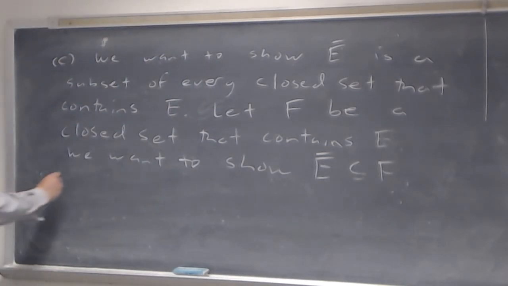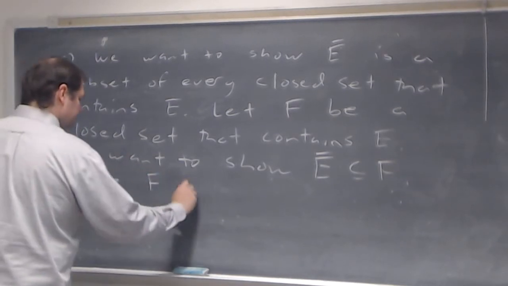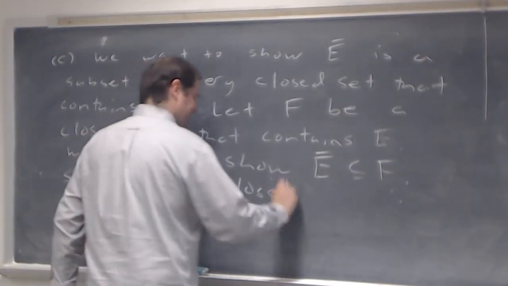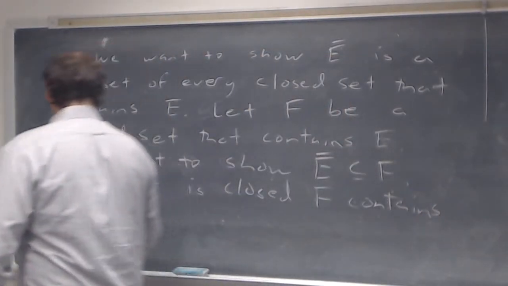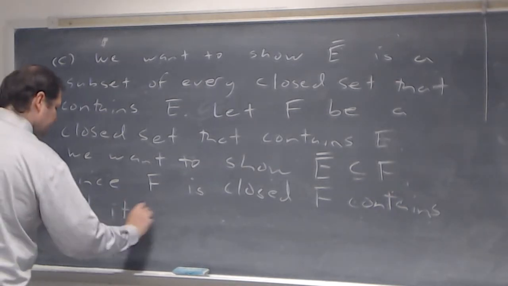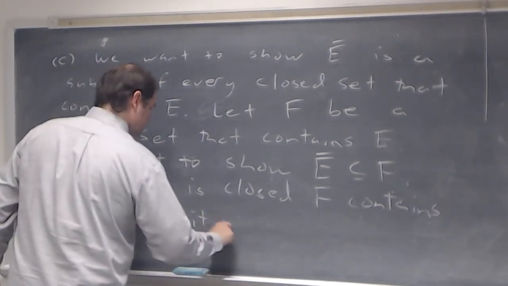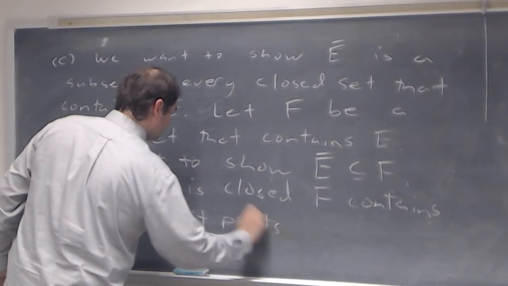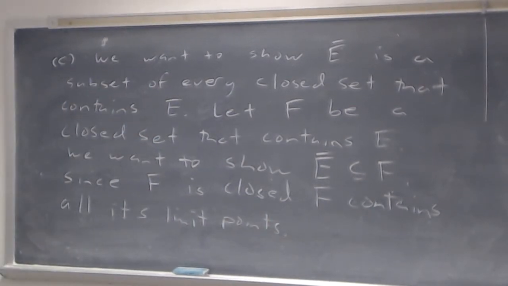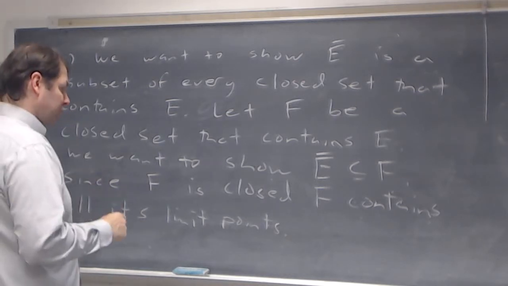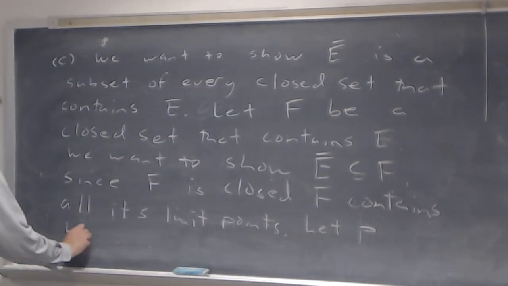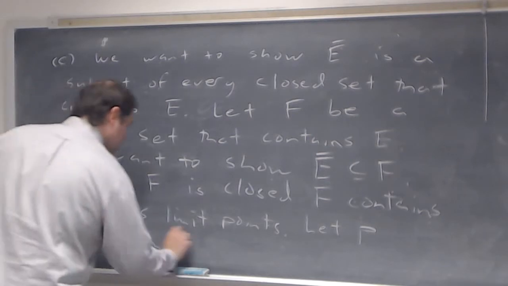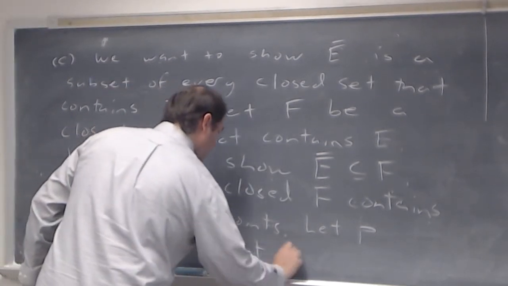Now, since F is closed, F contains all its limit points. So we want to make sure that it contains all the limit points of E. So we let P be a limit point of E.